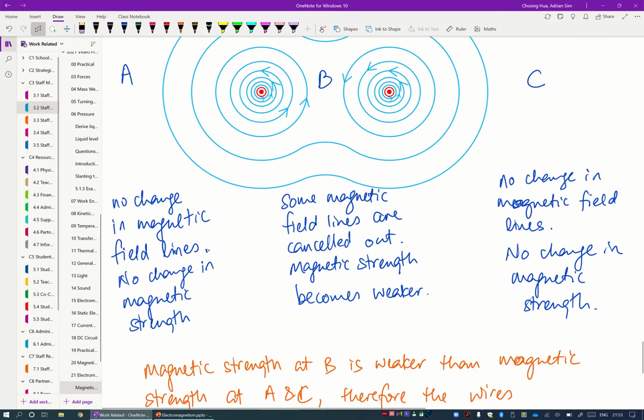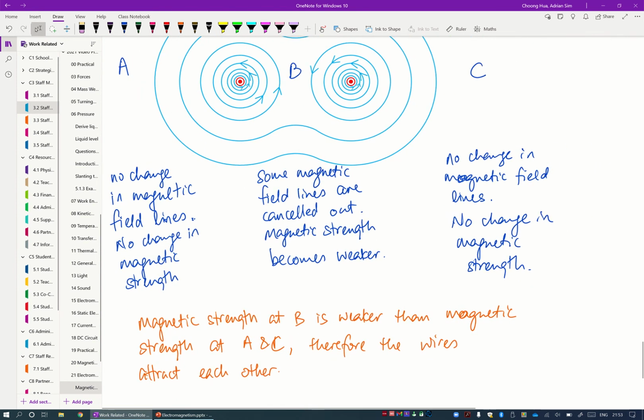So you see the forces at A and C are now stronger than the force at B. So the resultant force will be towards the center. Or should I say towards in between the two wires. So that sums up the interaction between the magnetic fields surrounding the current of two wires.